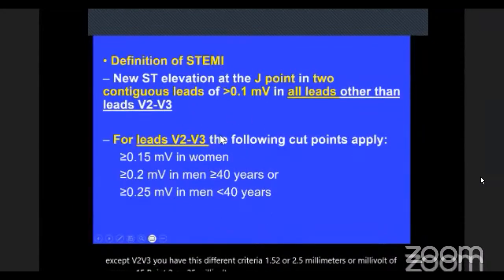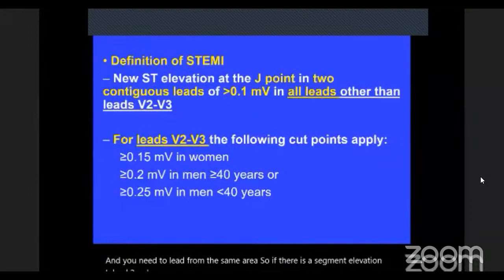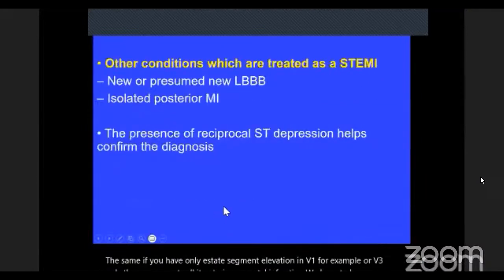And you need 2 leads from the same area. So if there is ST segment elevation in lead 2 only, and in lead 3 and AVF there is no ST segment elevation, we cannot call it inferior myocardial infarction. The same if you have ST segment elevation in V1, for example, or V3 only, then we cannot call it anterior or septal infarction. We have to have 2 leads from the same area to call it an infarction.